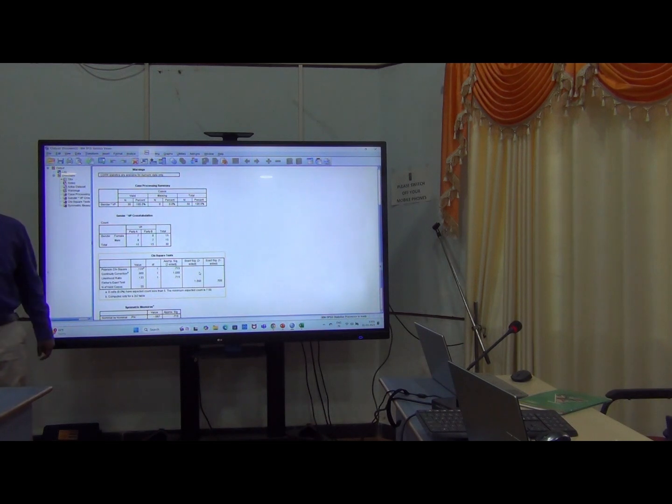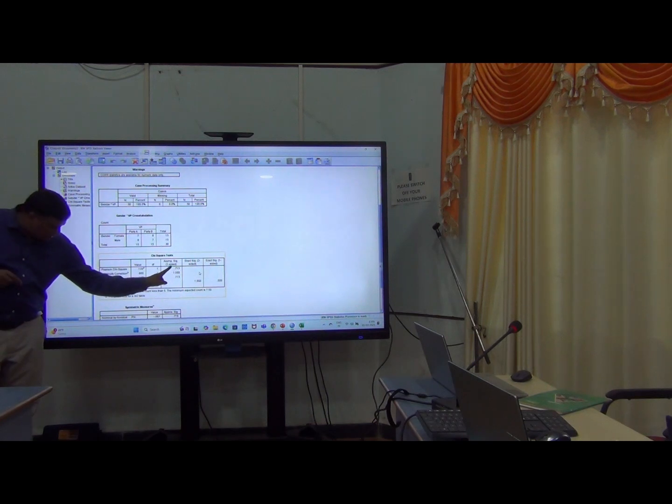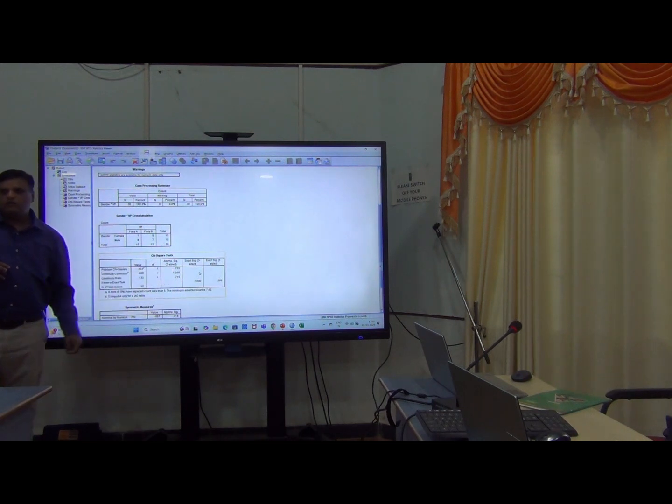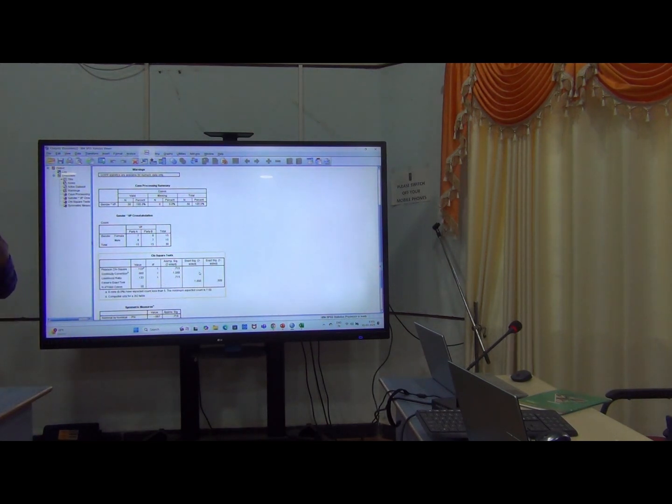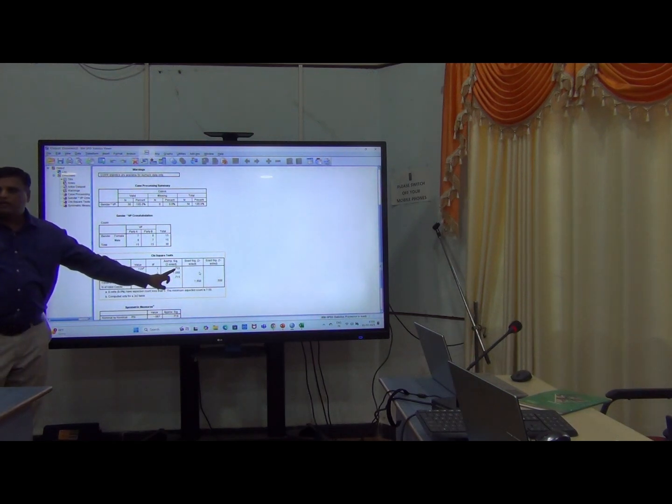There is a formula, O minus E divided by E, and this is its value, 0.13. This 0.715 is the probability value, the P value. This is also greater than 0.05, so we have to accept the null hypothesis. There is no association between gender and the other variable. While interpreting, always look at the P value, the probability value.